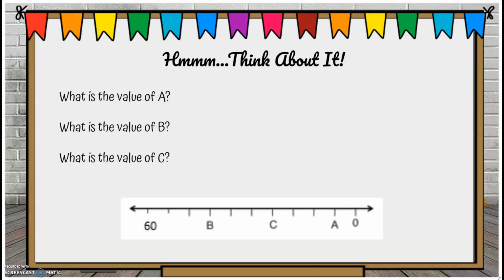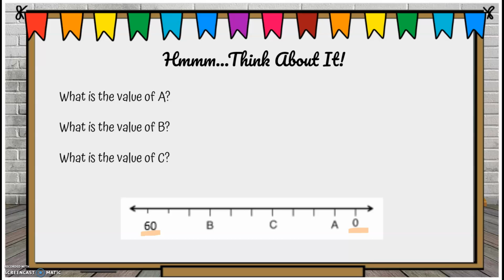Think about it. What is the value of A? So I see a number line going from 60 to 0. It's not a traditional number line because the 0 is all the way to the right and a positive 60 is to the left. So the number line is not a traditional number line.